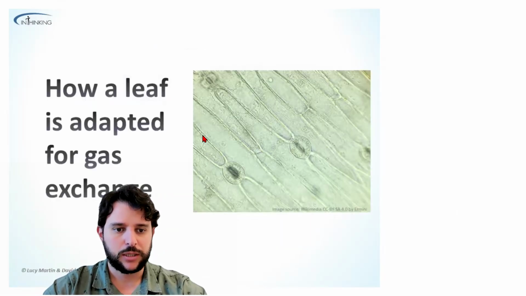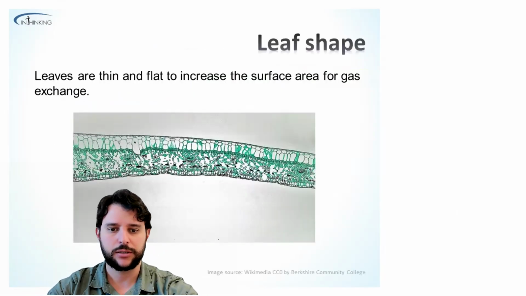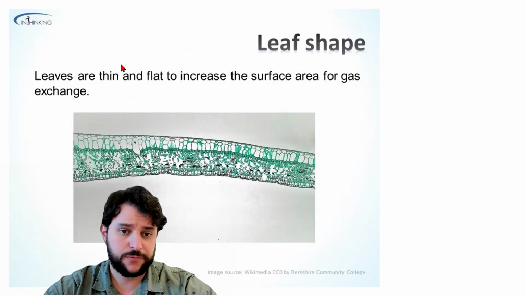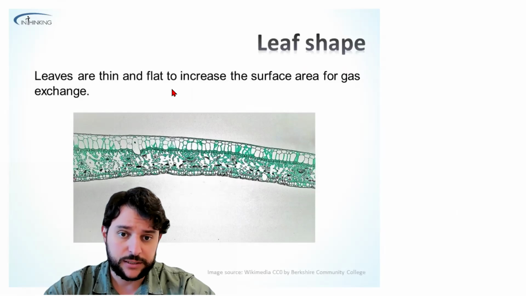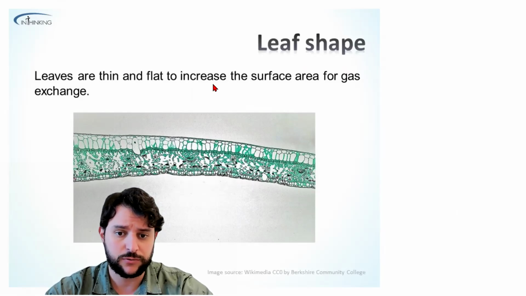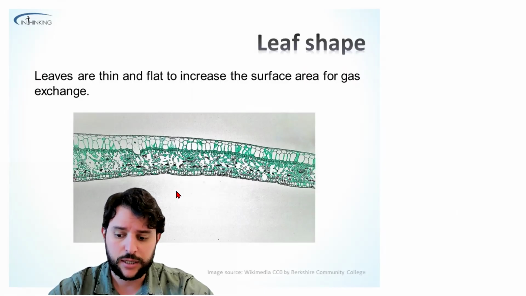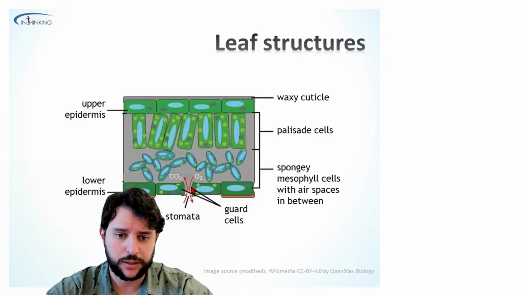How a leaf is adapted for gas exchange. This is important. First, leaves are thin and flat, so this increases the surface area to volume ratio for gas exchange. And they also have openings, the stomata. They need these openings to exchange the gases.